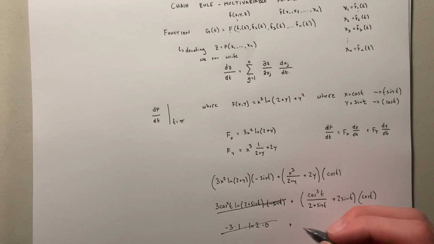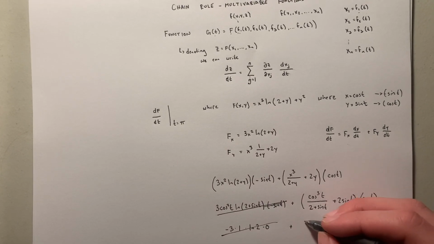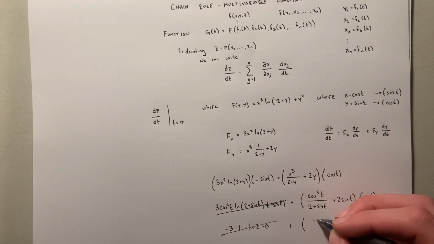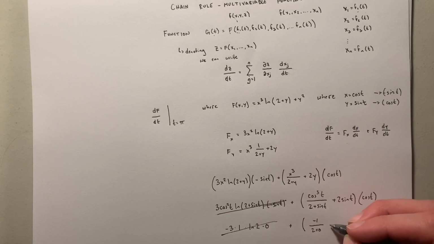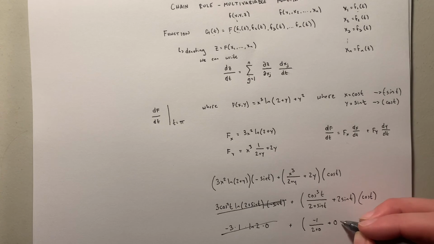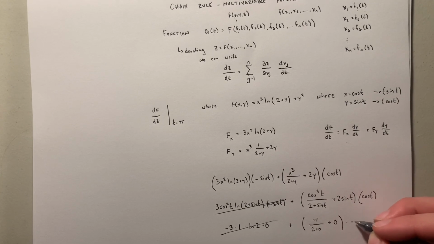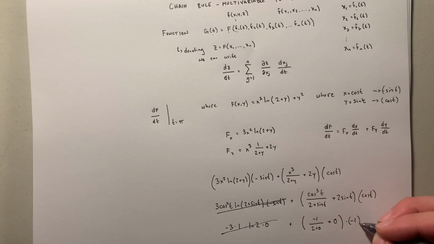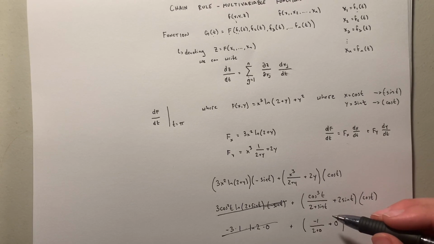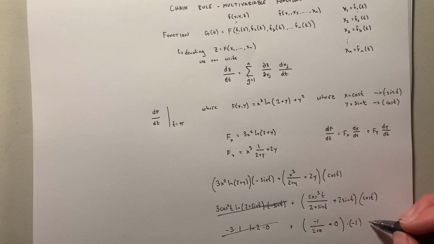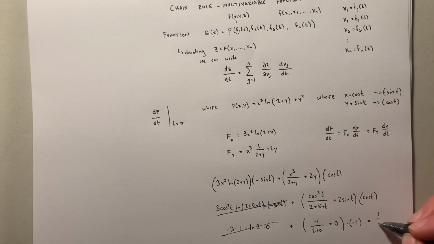And then we have to add, let's see what this is. Negative 1 over 2 plus 0 plus 0, multiplied by negative 1. So let's simplify this here. That's going to be negative 1/2 times negative 1. It's going to be equal to 1/2.